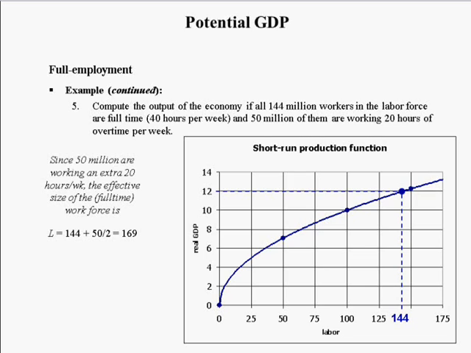Well, 144 million people are working 40 hours or more. 50 million of them are doing the work of an extra half person. So the 50 million workers are kind of like doing the jobs of 1.5 people.